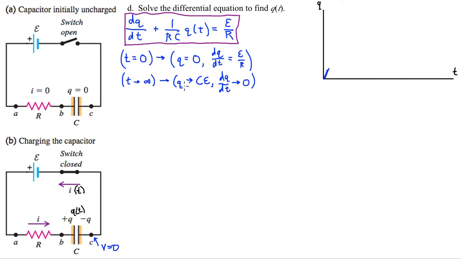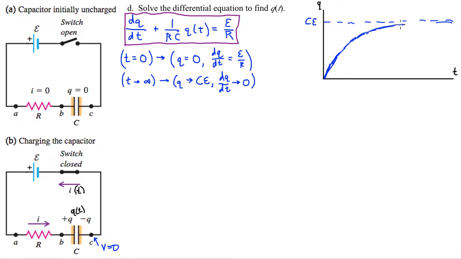As t goes to infinity, q is going to approach this constant value of C times EMF, and dq/dt is going to go to 0, which is what you'd expect if q is approaching a constant value. So I'm just going to draw a horizontal asymptote there and label that with the steady state value, capacitance times EMF. Okay, so pretend that looks good. We're going to approach that over a long time, and as time passes, we're going to decay to that.